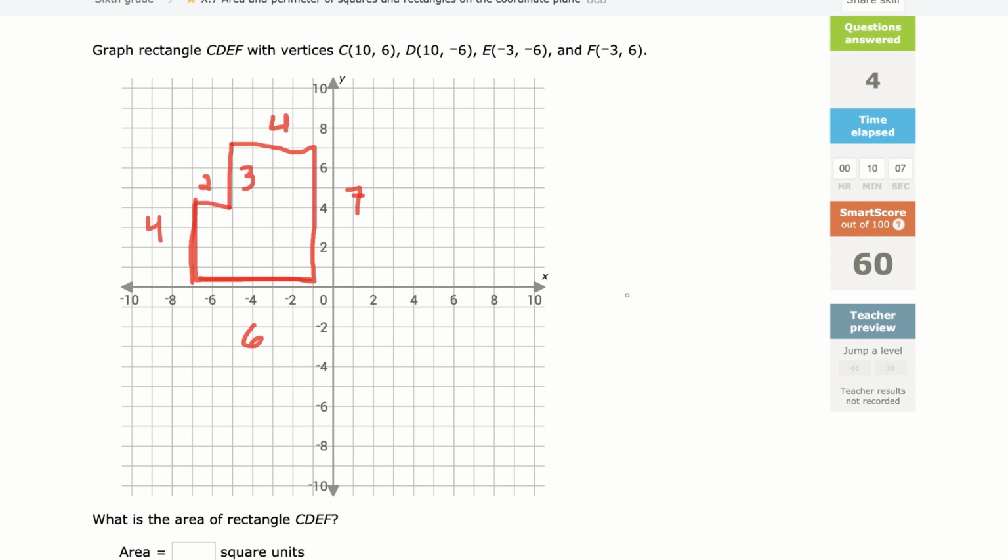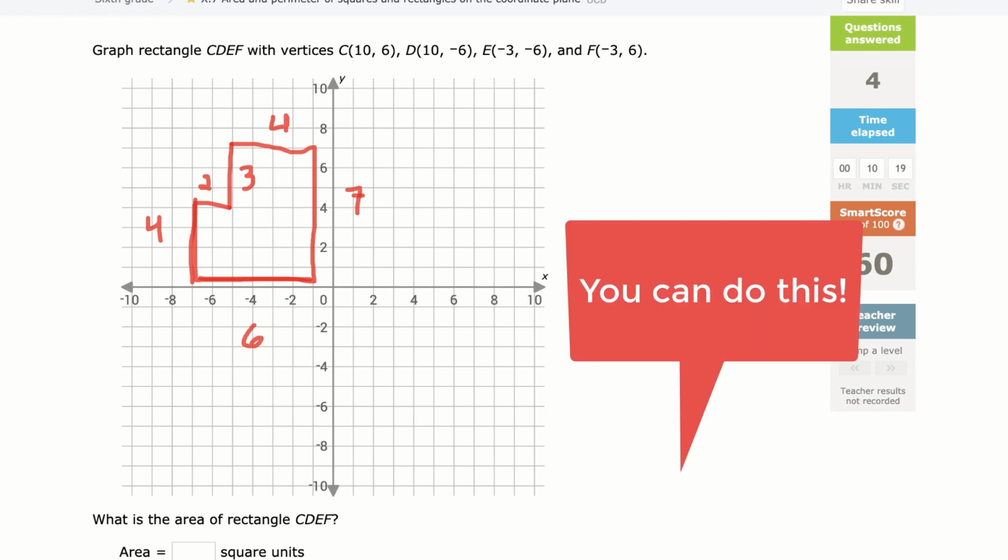Okay? So please finish up this IXL. For the regular class, your goal score is an 85. For the enrichment class, your goal score is a 90. And good luck on this and on the test next week.